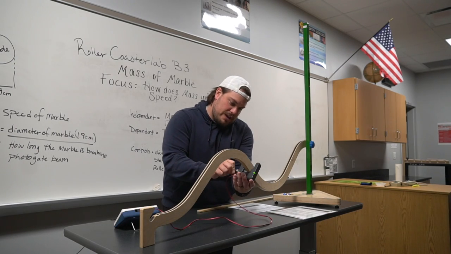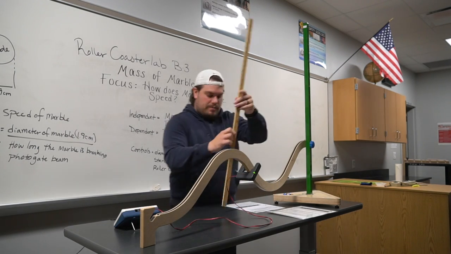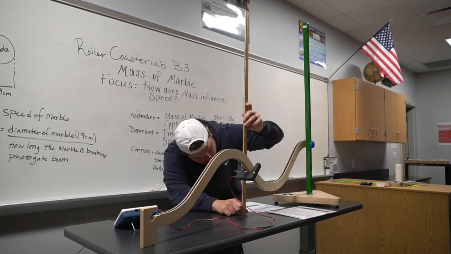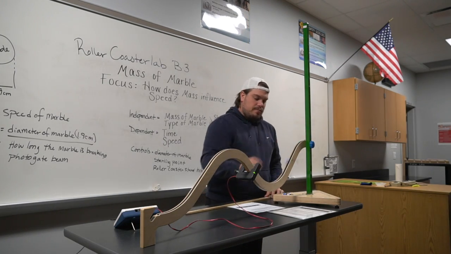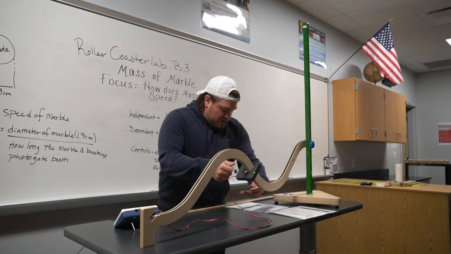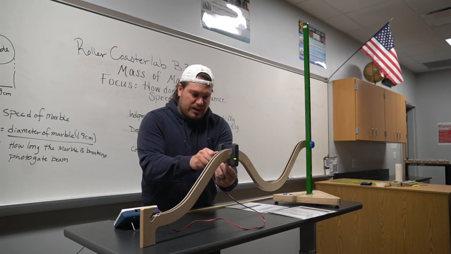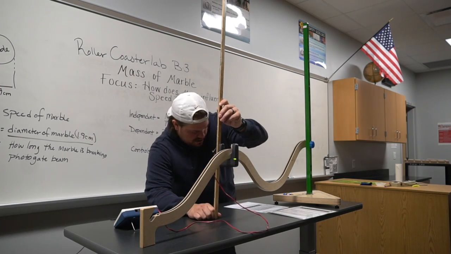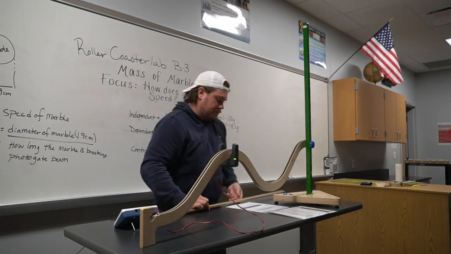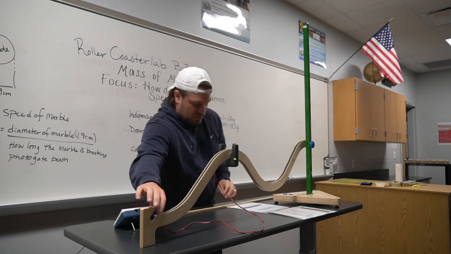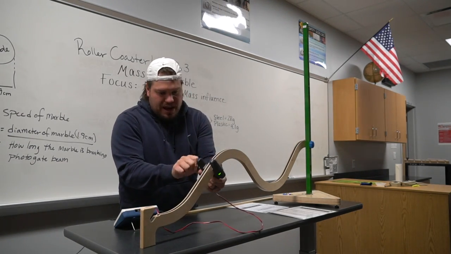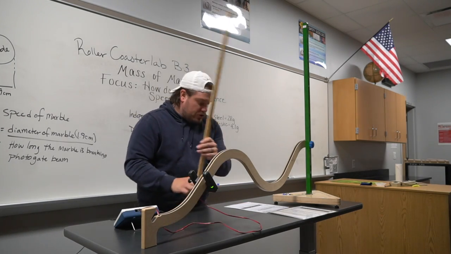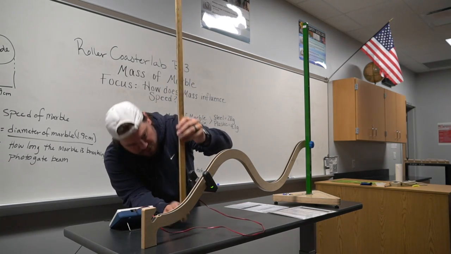Position 4, 62.5 centimeters down the track. At 62.5 centimeters down the track, 23.5 centimeters off the tape. Position 5 is 82.5 centimeters down the track, and at 82.5 centimeters down the track, it is 32.5 centimeters high. Good. Position 6 is 105 centimeters down the track, and at 105 centimeters down the track, 22.5 centimeters high.